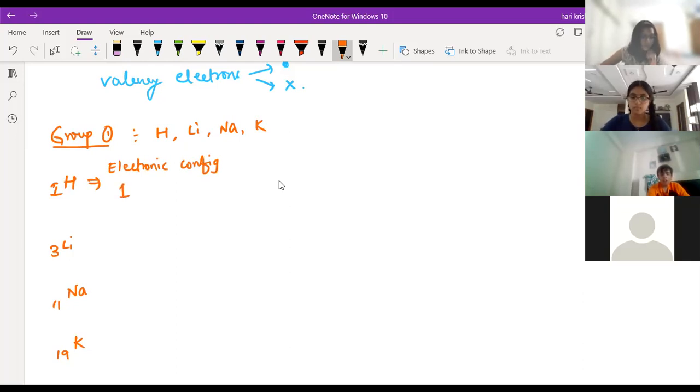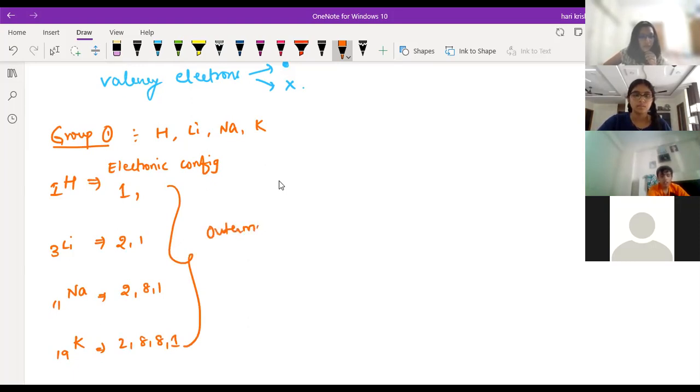Hydrogen, 1. Lithium, 2, 1. Sodium, 2, 8, 1. Potassium, 2, 8, 8, 1. Can you tell me what is the outermost electron in all the cases?